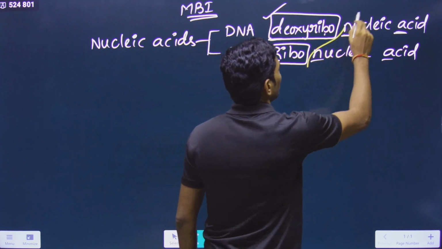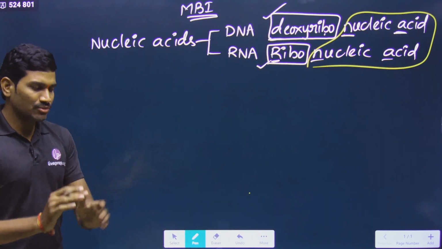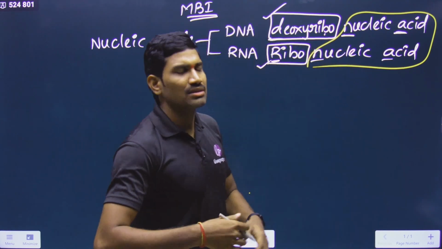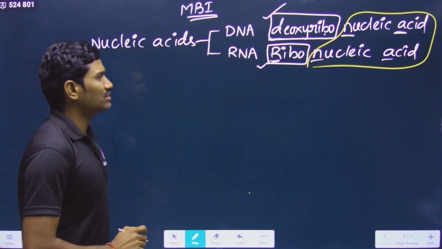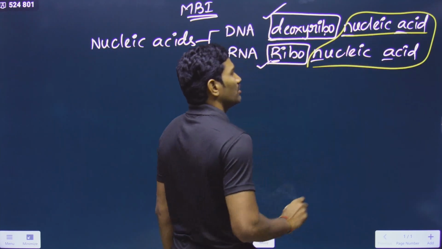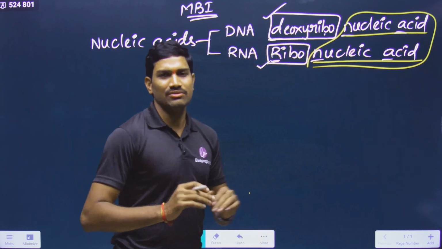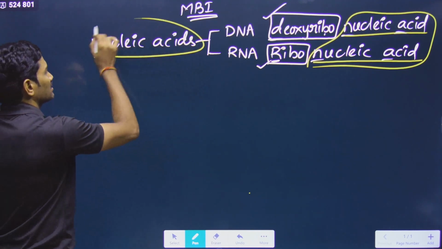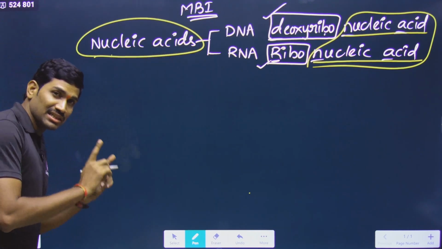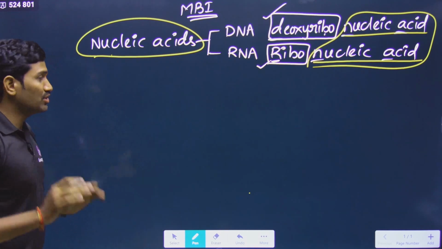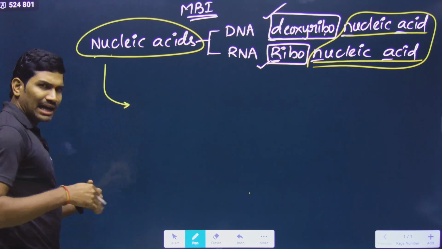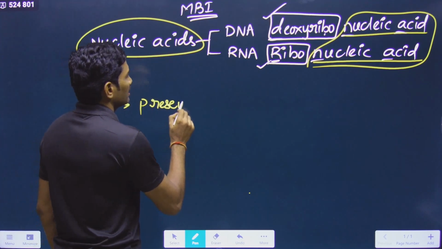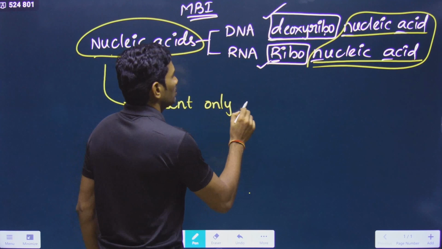Now the point is regarding the remaining word, nucleic acid. Now I will ask some questions. Listen to them very carefully and then tell me whether they are true or false. Observe this. Here also you have nucleic acid, and here also you have written nucleic acid. Yes or no? Now I will say the sentence. Please listen carefully. Whether it is true or false, you need to tell me. I am giving you one statement: nucleic acids are present only in the nucleus.